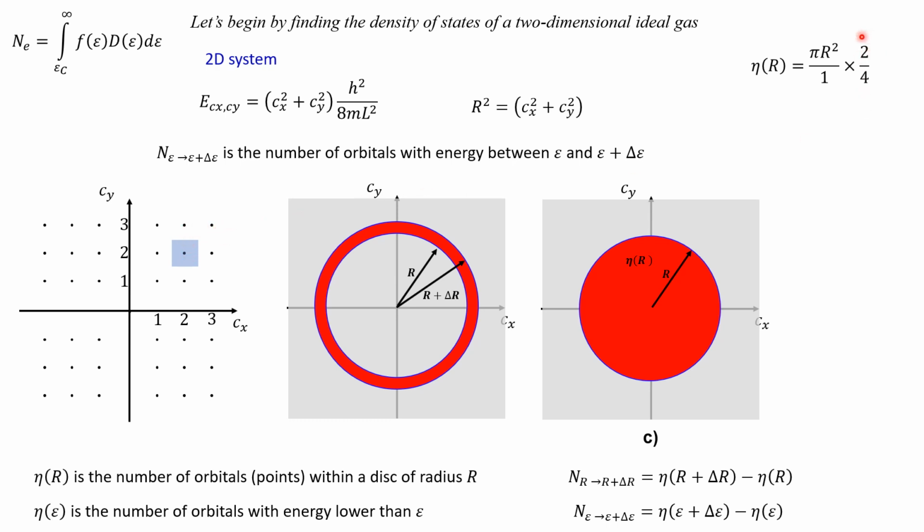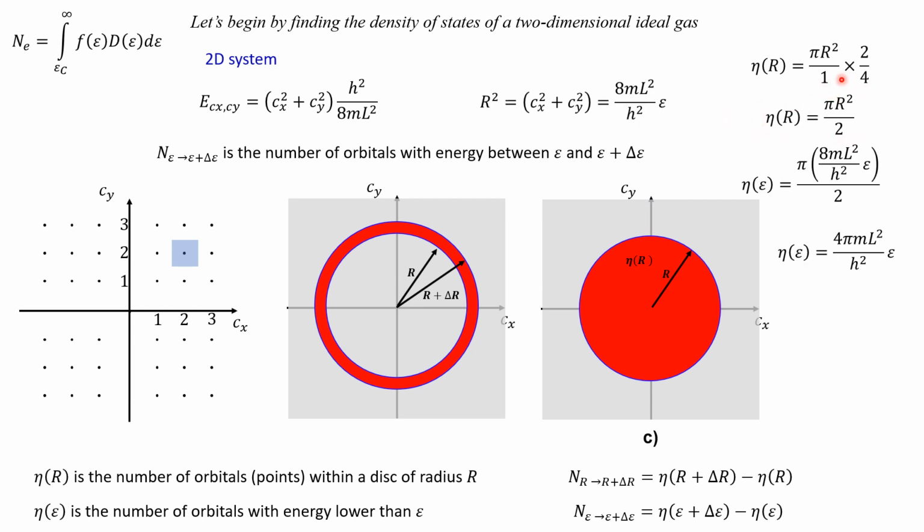But we have to multiply by 2 because each orbital here actually represents 2 orbitals because of the spin. So we need to take the spin into account. So this 2 here comes from the spin. But then we have to divide by 4 because only this quadrant contributes to physical orbitals. So now we have an expression for the number of orbitals within the disk.